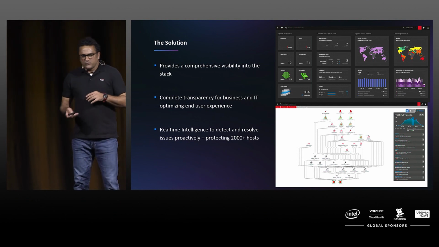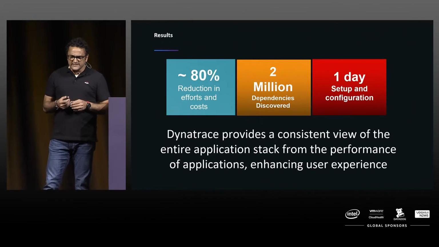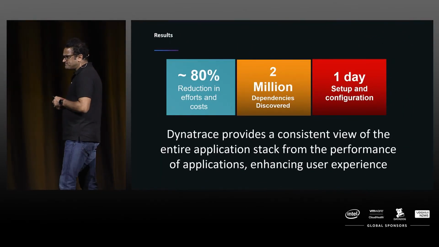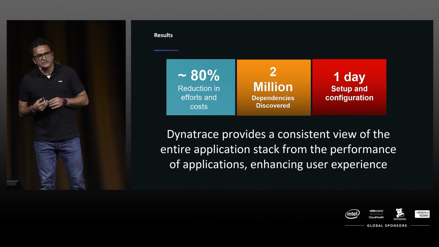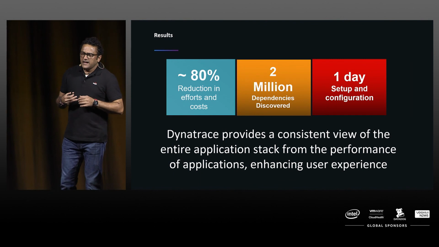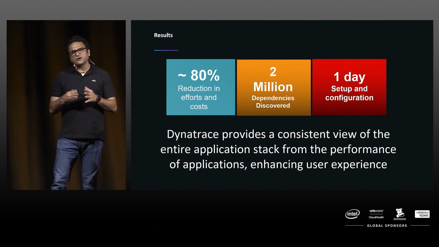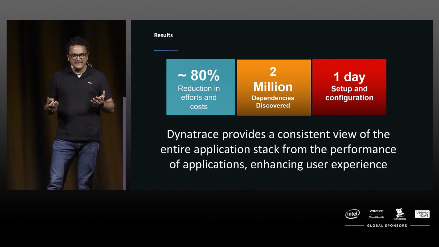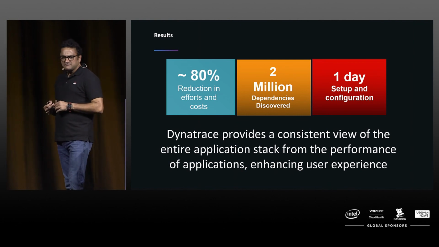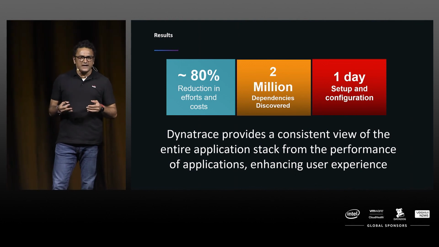So what did it lead us to? Did it give us what we wanted? Absolutely yes. The results were really surprising to us. We were able to reduce the cost and effort by up to 80%. We were able to discover 2 million dependencies across a complex application portfolio within a day, which would have been impossible in the past based on the tools that we had. And it just needed a day. In fact, not even a day. It just took us a few hours to actually discover the entire visibility of this.